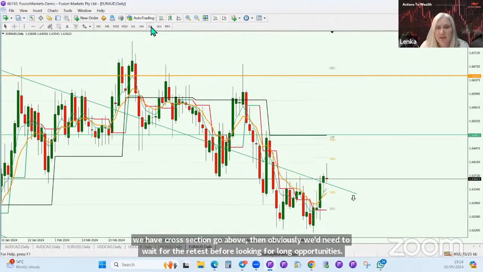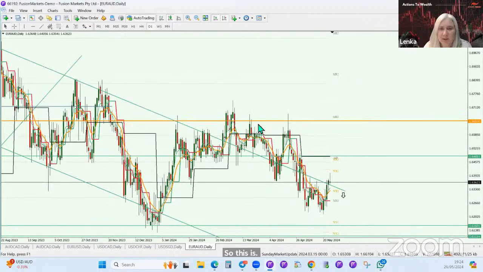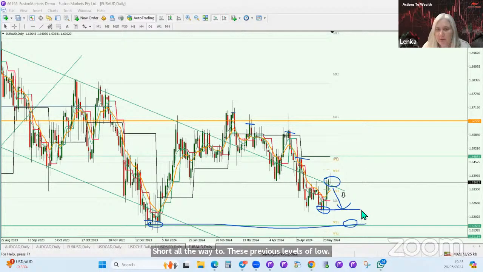And on the daily, this is price action still making lower highs. So high, lower high, lower high, lower high, and looking at a reversal here to go short. And also we're back into the channel, underneath the channel. So price looking at short all the way to these previous levels of low, with probably some partial profit before that level there.